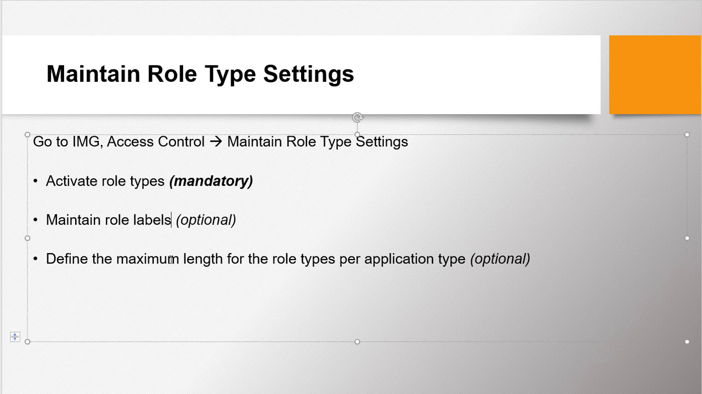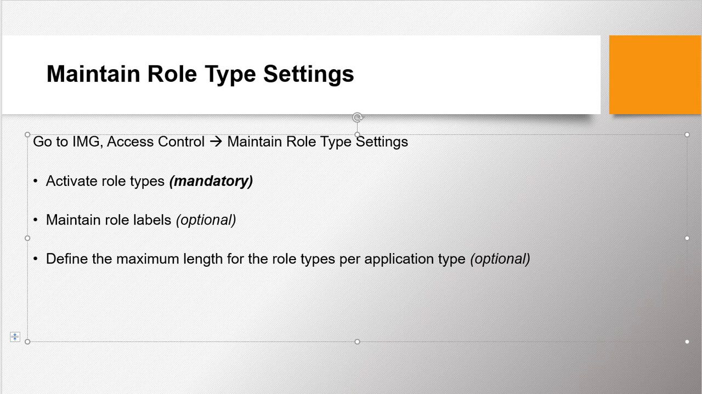You'll also have to maintain the role labels, for describing what roles are, whether they're related to a project or a support or whatever, and what languages are. We'll see what this is. That's an optional step. There's another optional step you need to maintain, which is the maximum length of the role depending on the role types. For example, technical roles in SAP backend systems, you can have up to 30 characters in ABAP systems.